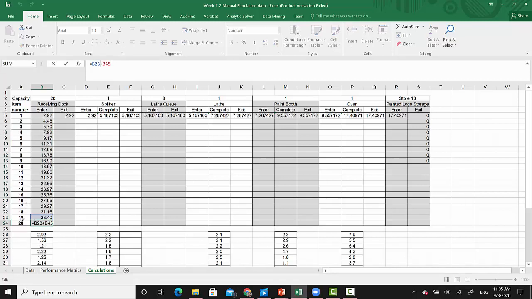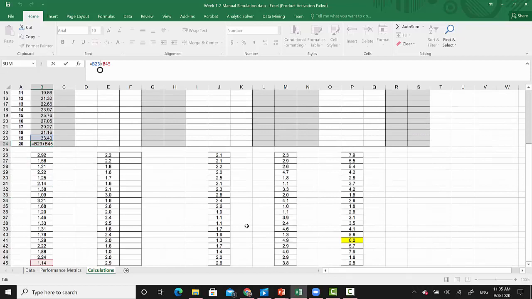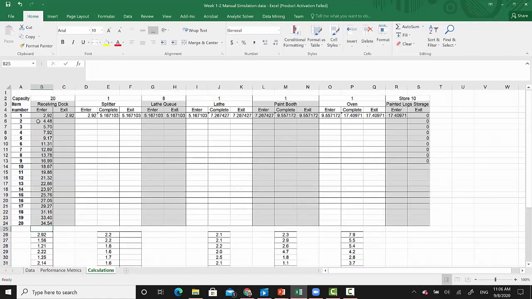Okay, so the 20th item will come 1.14 minutes after the previous item. So the B25, yeah, okay, correct. Okay, so with this we finished the entering time for all the items. Again, we can copy this formula here because we have enough capacity to make sure all 20 items can just get into this receiving dock as soon as they arrive.